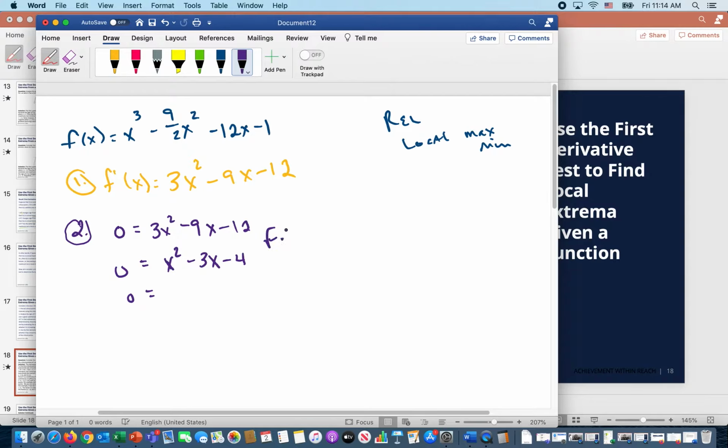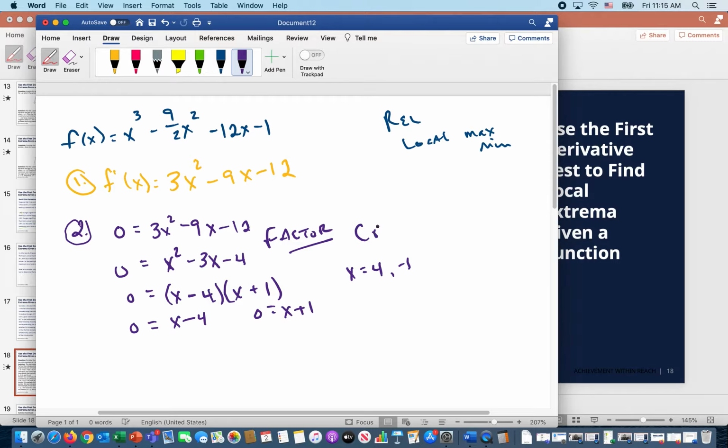We can factor this one, right? And so what I'm going to look to see is, are there numbers that will multiply to give me 4 and add or subtract to give me 3? And there are. There's two numbers, 4 and 1. The 4 needs to be negative and the 1 is positive. And so this gives us critical values that are equal to 4 and negative 1.